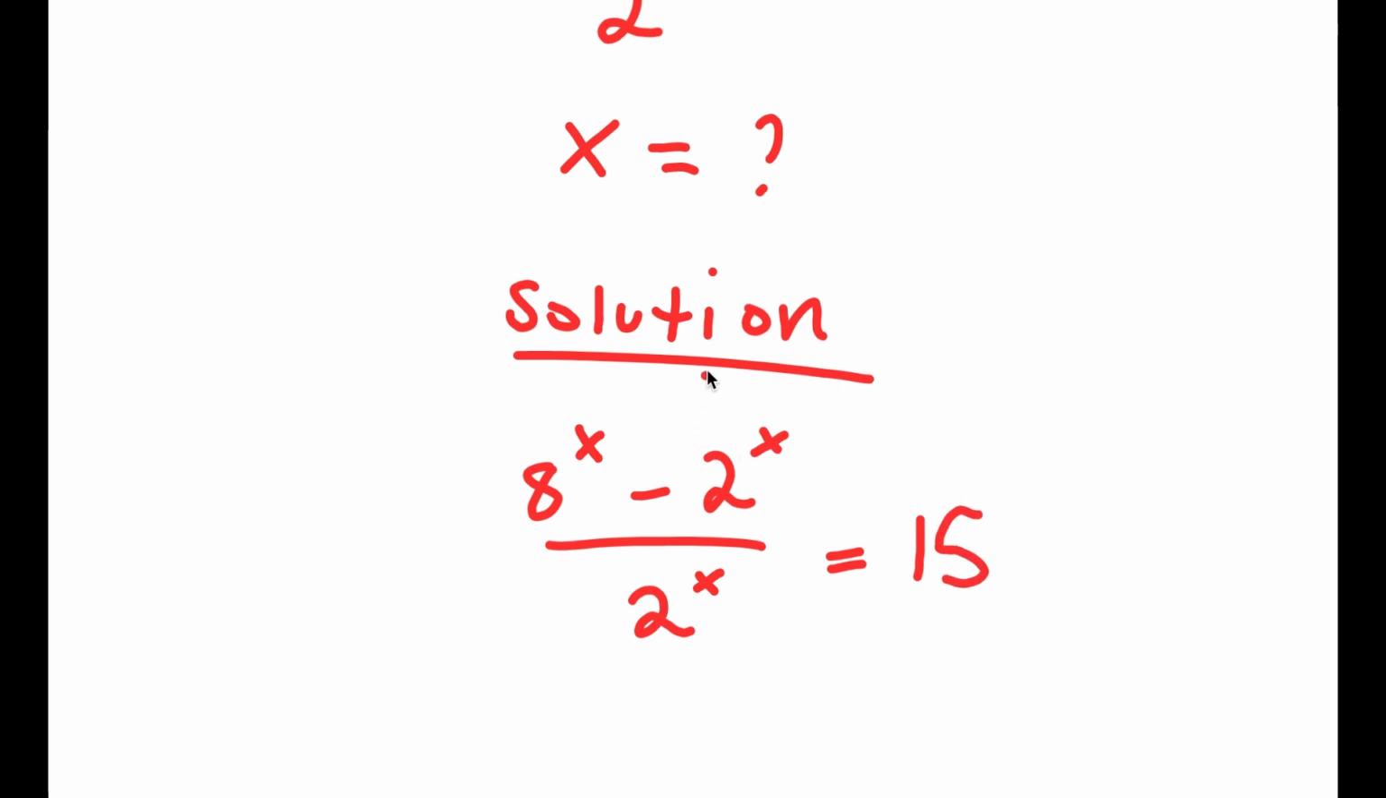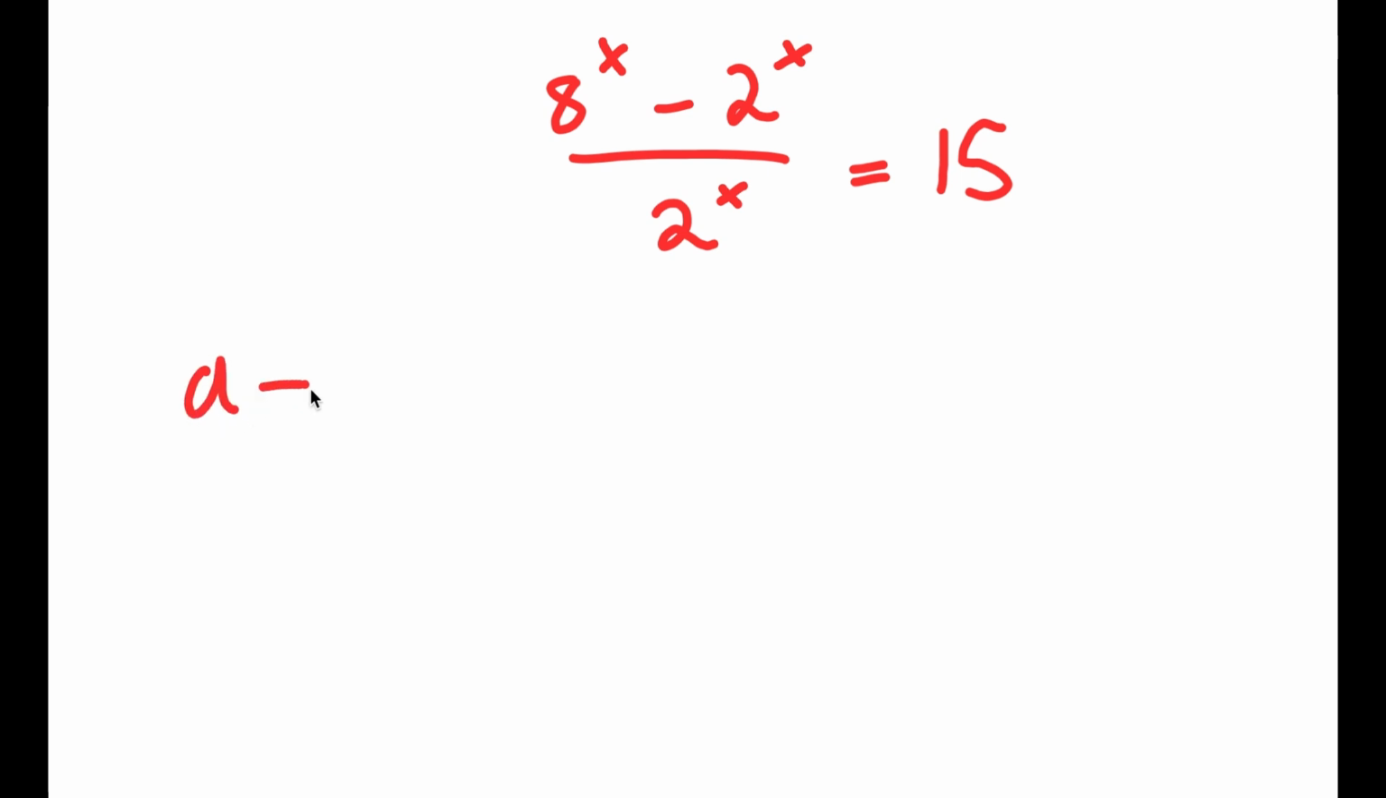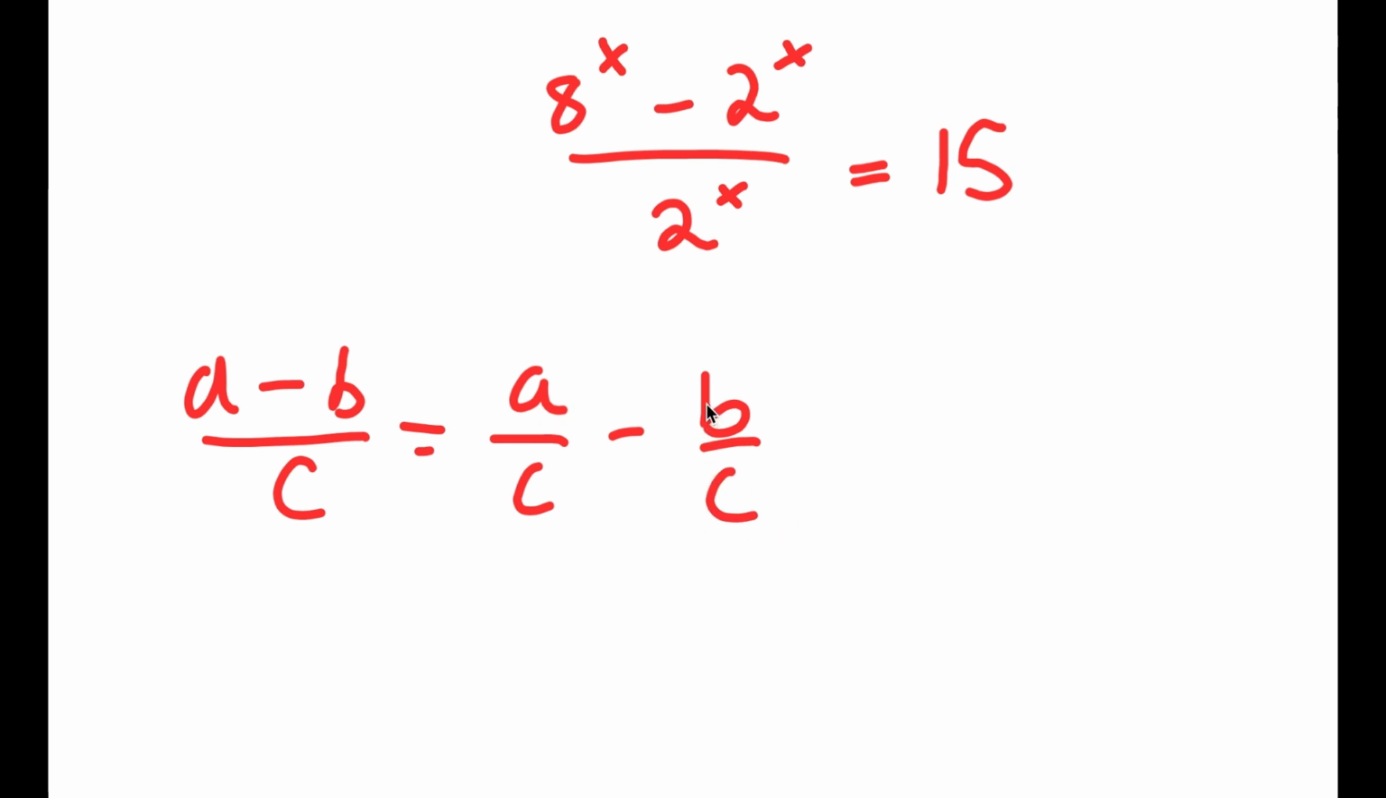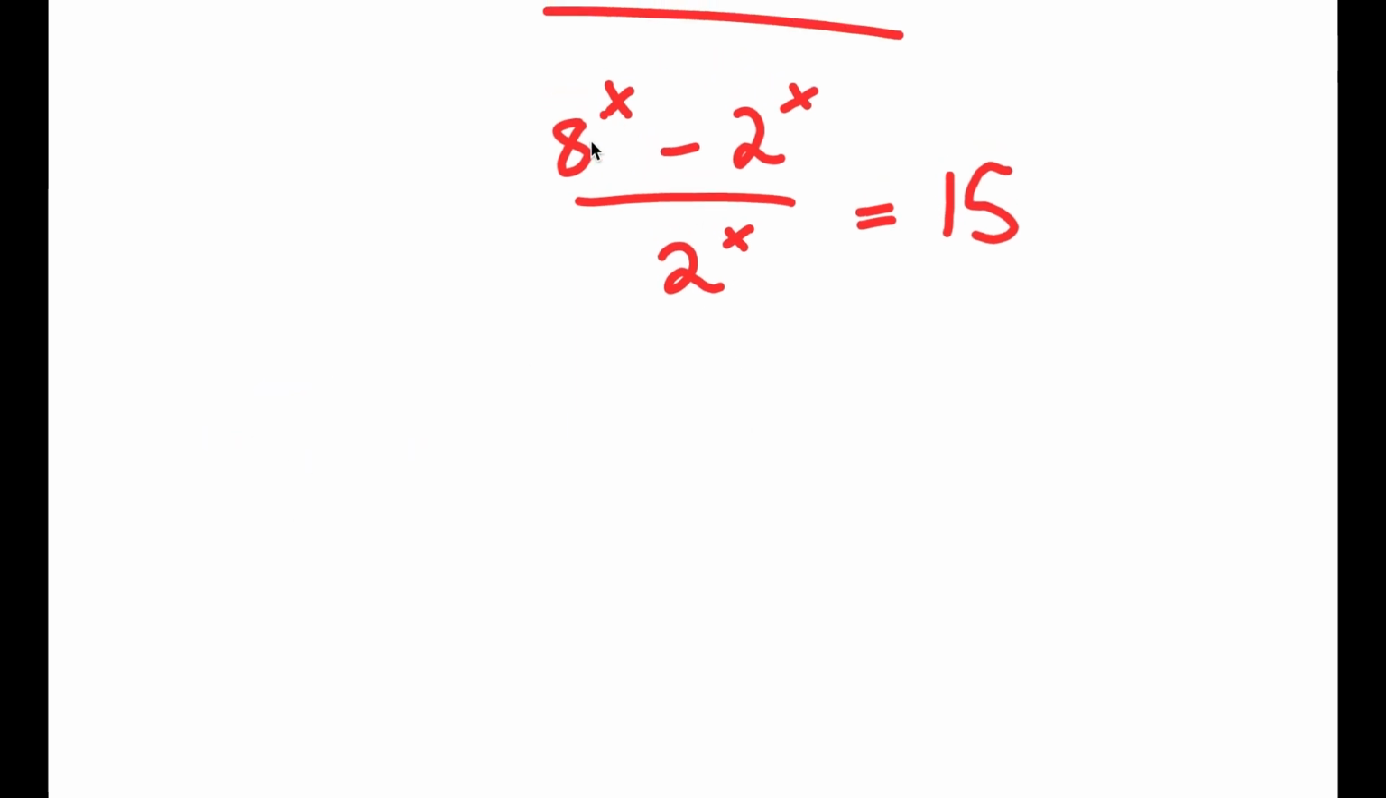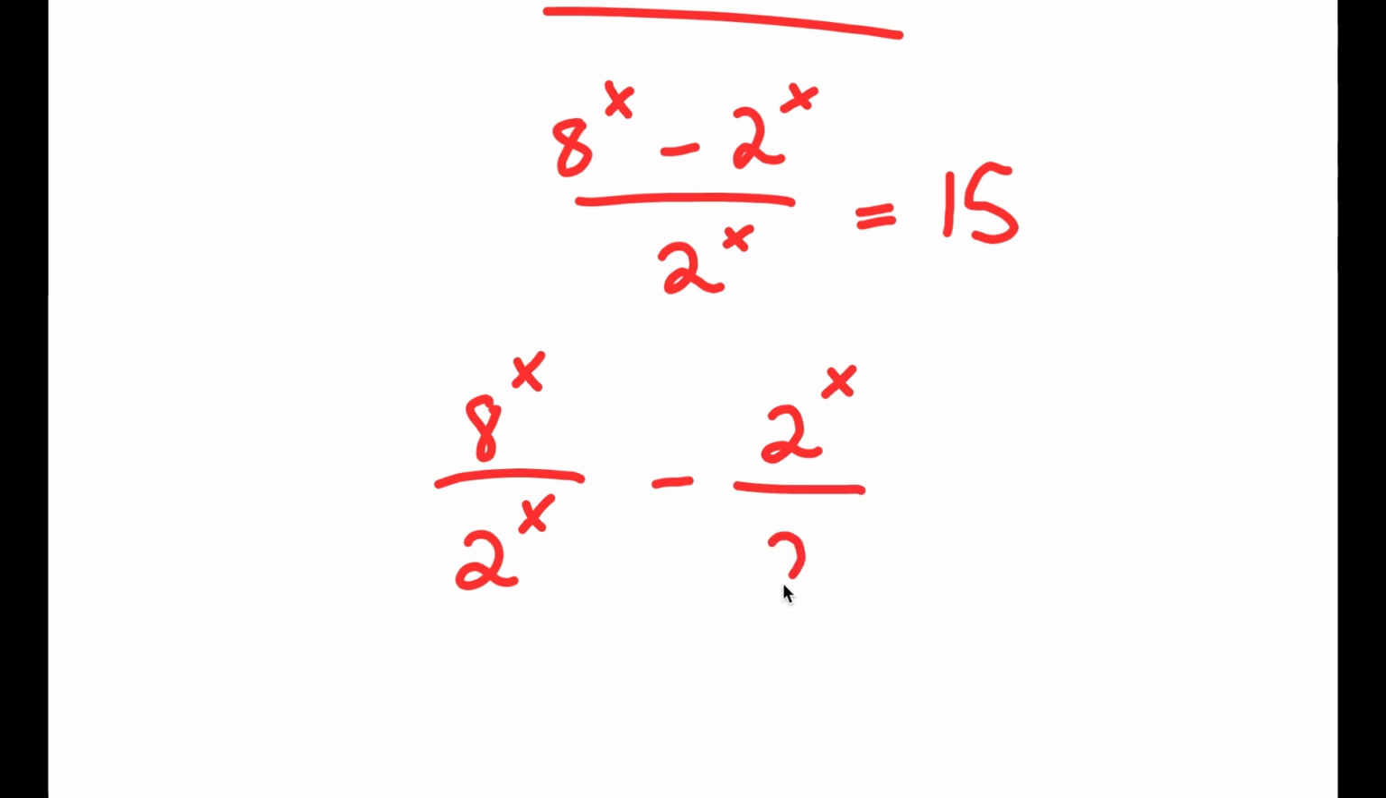And if I have something in the form a minus b over c, this is the same thing as a over c minus b over c. So this is a property of fractions. So here, a to the power of x minus 2 to the power of x over 2 to the power of x, I can rewrite this as a to the power of x over 2 to the power of x minus 2 to the power of x over 2 to the power of x, which is equal to 15.